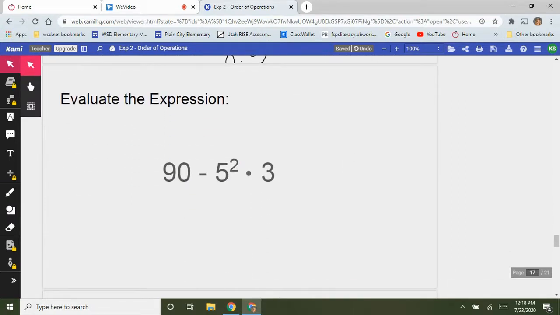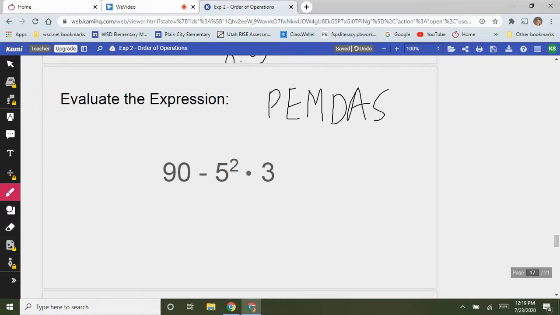Okay, let's try this one. Okay, parentheses. Nope. Exponents, yes. So remember with exponents, my 5 is my base, my 2 is my exponent. So the 2 tells me I need my base multiplied 2 times. So 5 times 5 is 25. I bring down everything I haven't used.